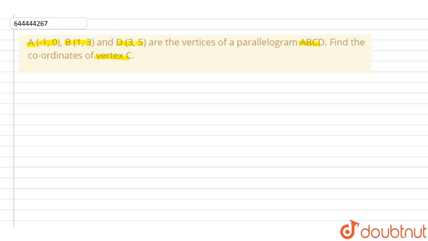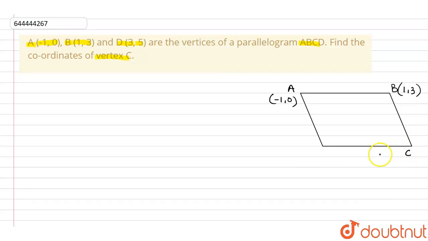So let us suppose this is our parallelogram ABCD, in which this is the point A which is given to us as -1, 0. This is point B which is given to us as 1, 3. This is point C which we need to find out, and this is point D which is given to us as 3, 5. So let this particular point C be equal to x, y.